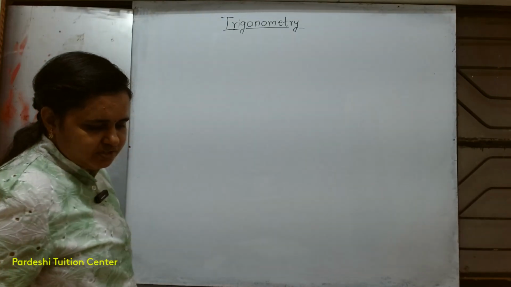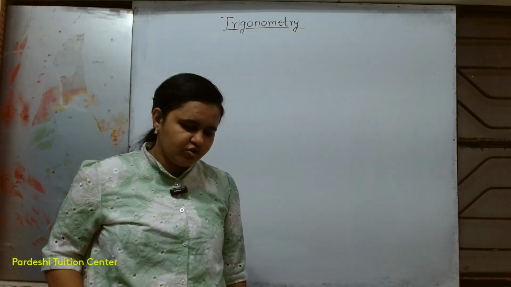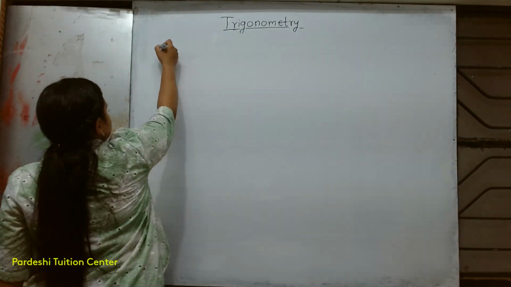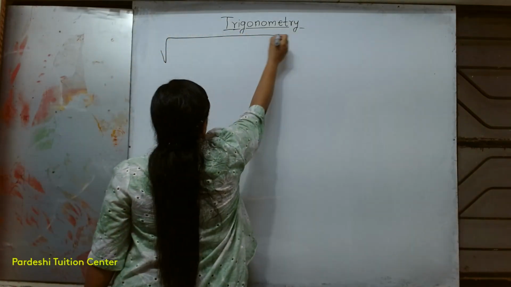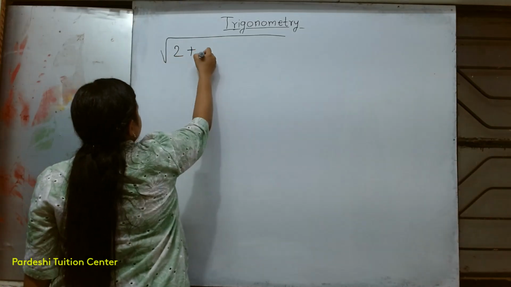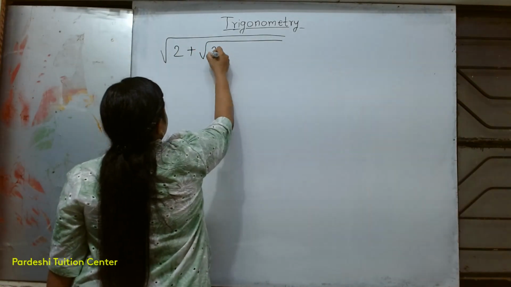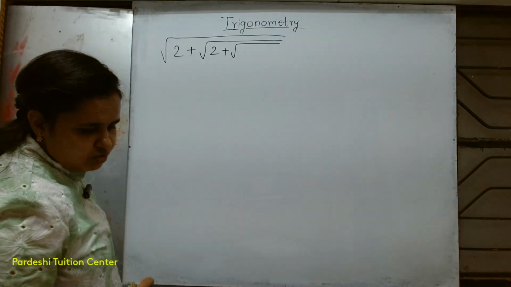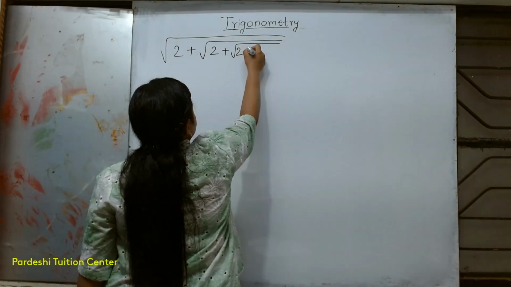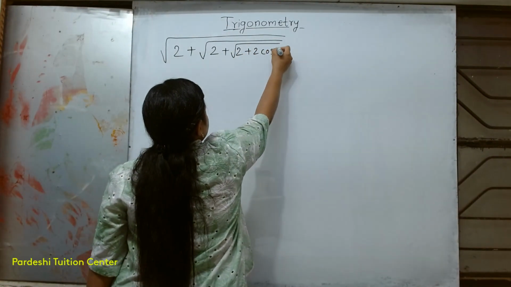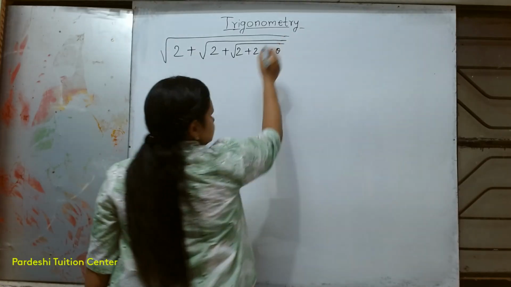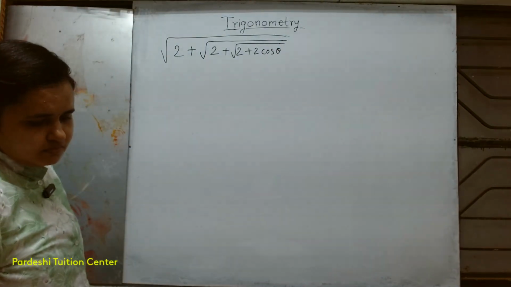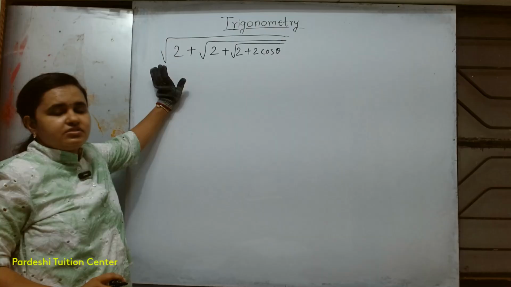Now 9th question, comprehension type. Under root of 2 plus under root of 2 plus under root of 2 plus 2 cos theta. Okay, we have to find the value of this.